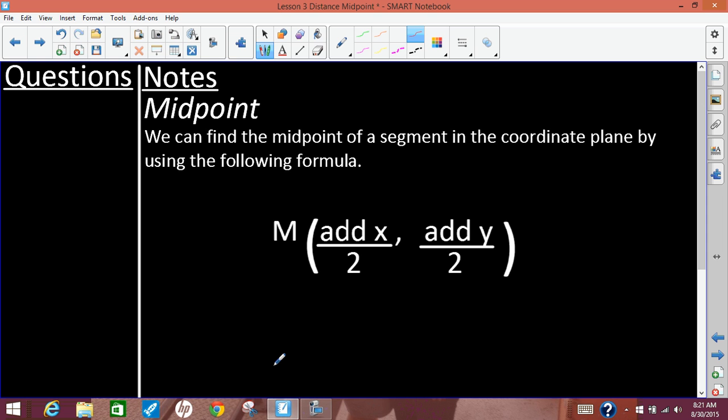Another thing we want to find is the midpoint of a segment in the coordinate plane. So the point, remember, that's right in the middle of the two endpoints. In order to do that, we're going to add the x's together and divide by 2. We'll add the y's together, divide by 2. And notice there's no equal sign in here. M is the name of the midpoint, and we're going to end up with coordinates. So we're going to have an x value and a y value. Again, the best way to do this is by practicing.